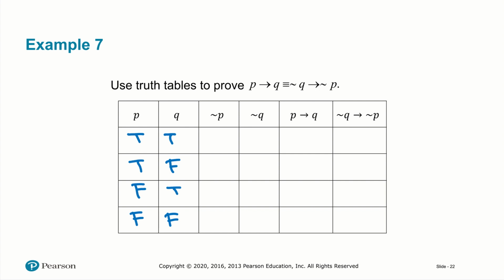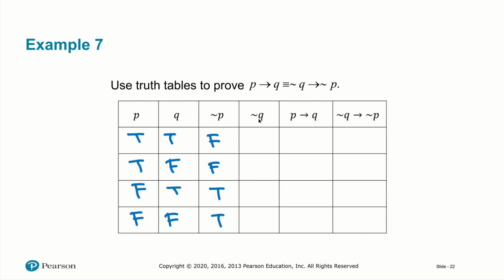Starting with that, then it's easy to proceed, because if I want not P, I'm just going to take the opposite of every value that there is for P. So when P is true, not P is going to be false. Here P is true, so that's going to be false. Here we have P is false, so not P is going to be true. And here again, P is false, so not P is also going to be true.